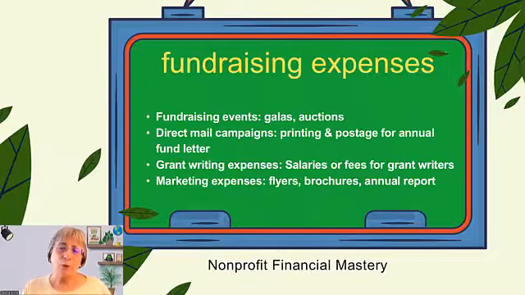The fundraising category, those are the expenses that are directly related to us trying to raise funds for our organization. So it might be something like a fundraising event. You're going to throw a gala or an auction. It would also be for things like a direct mail campaign. So printing and postage for your annual fund letter. For grant writing expenses, salaries or the fees that we're paying for grant writers. And then marketing expenses like printing up a flyer or brochures or an annual report. Those are all fundraising related expenses.